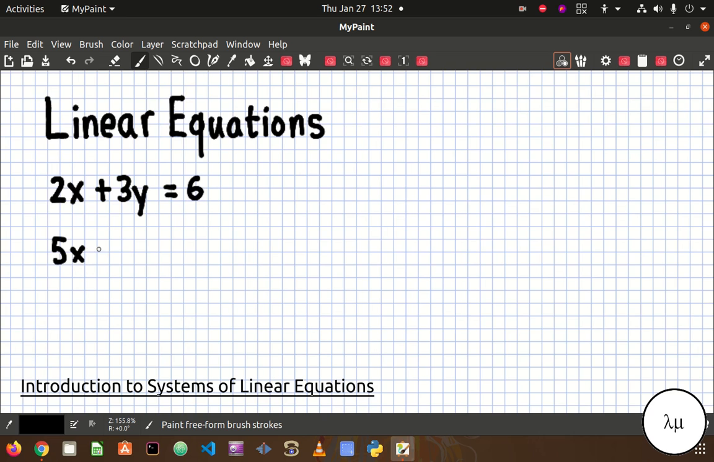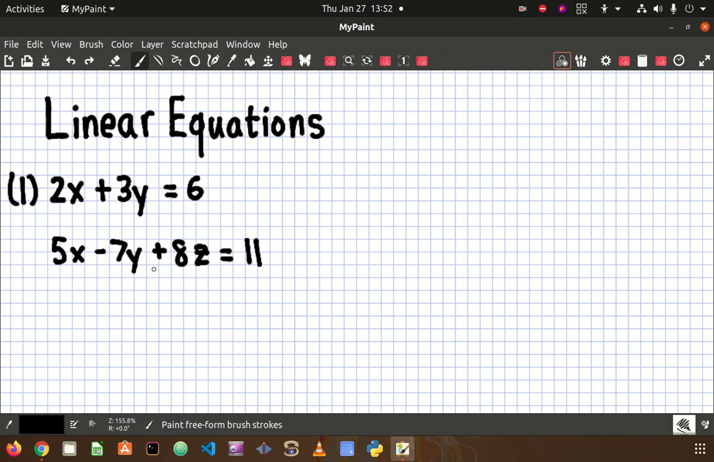5x minus 7y plus 8z equals 11 is a linear equation. Notice that in the first equation, the x and the y are simply to the first power. And notice in the second equation, the x, y, and z are also to the first power. And so these are examples of linear equations.